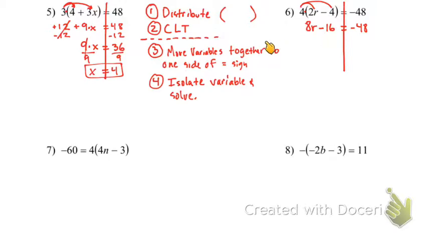Nope. So now we go to the other side. Do I have any distribution? Nope. Do I have any like terms? No. Step 3. Are there variables on both sides? No. So now we just go to step 4. We want to isolate. We know that 8 is multiplying, and we know the 16 is subtracting. So we always want to get rid of addition, subtraction first.